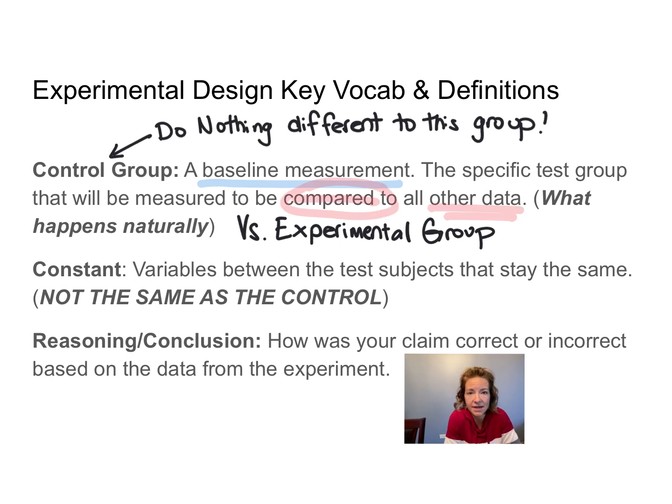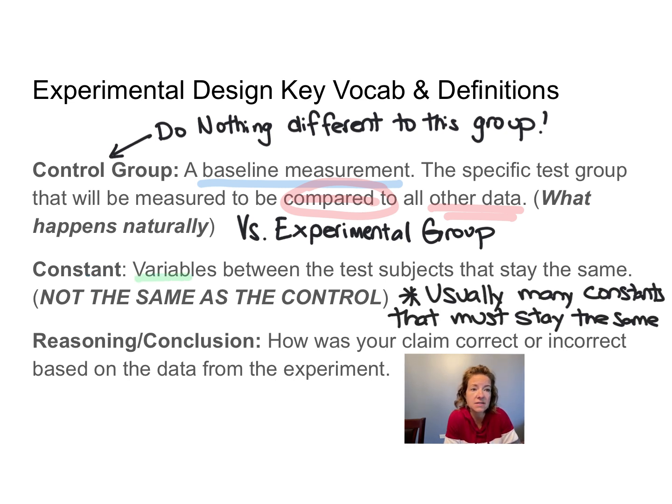Then we have a constant. There are usually multiple constants within the experimental group. These are the variables that the test subjects stay the same. Now, this is not the same as the control group. Control group and experimental group and the constant variables are all different things, so pay close attention to that as we practice it. And then finally, you will have your reasoning and conclusion.